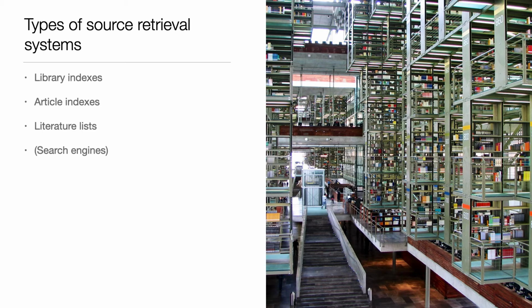Lastly, of course, there's always the more general search engines like Google and other search engines. The problem with search engines is that they will return whatever is out there. So you may have to filter through a lot of irrelevant information before you actually get to something that you can use to build your literature list.